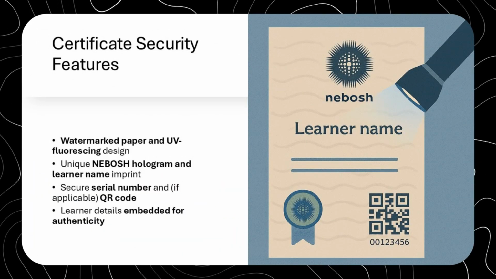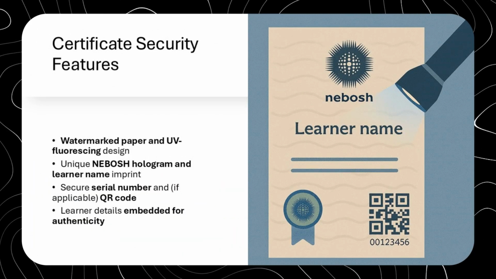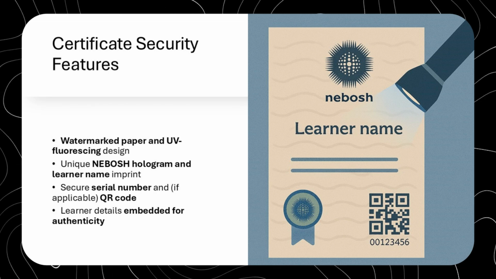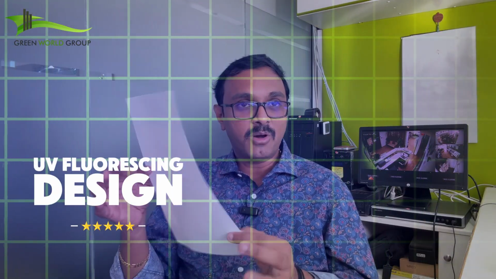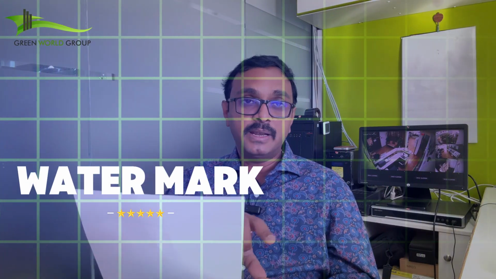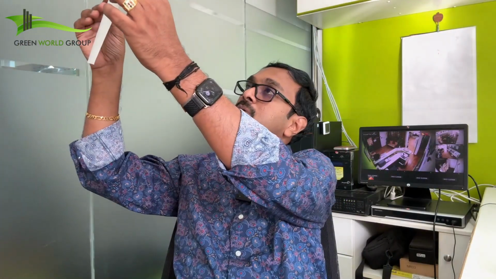So, certificate security features. One important thing is what are the latest security features that NEBOSH has introduced on their certificates. One is that it's a new design. Paper quality, you can hear the sound of it. Second, you can find a watermark of your name printed in many areas. If I put it against light, I can see my name printed in many areas.